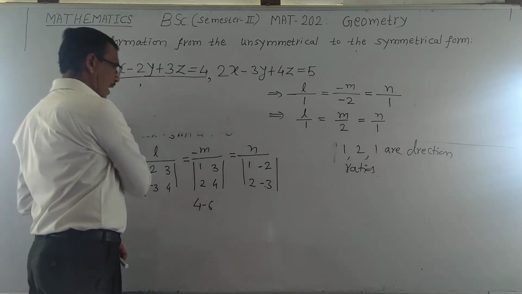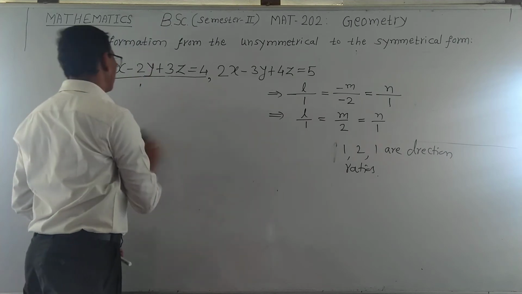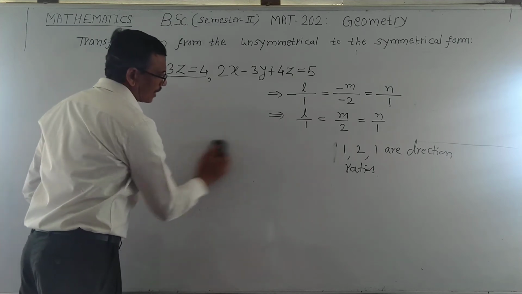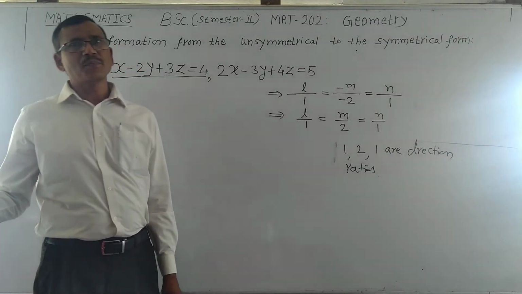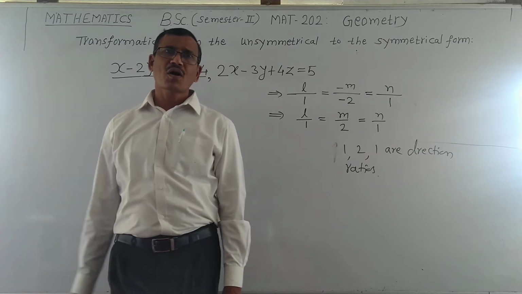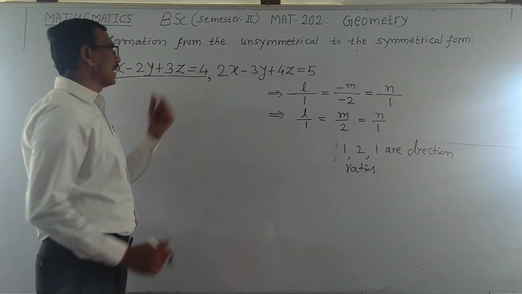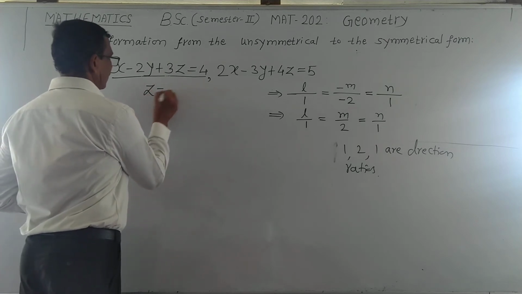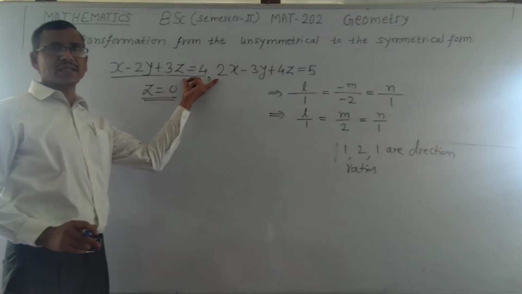I have told that to obtain the coordinates of any one point which lies on the plane, we shall consider the given line intersecting the coordinate planes. Means either the plane x equals 0, or plane y equals 0, or plane z equals 0. We shall assume that this line intersects the plane z equals 0. Put z equal to 0 in the equation of planes.